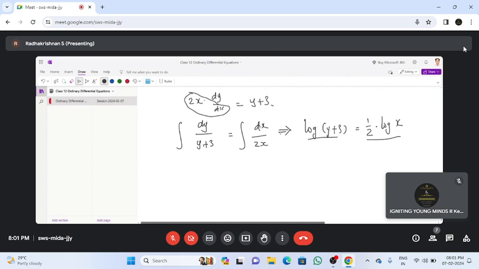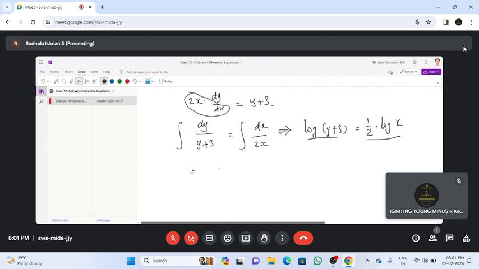So what does it represent? Circle, straight line, parabola. How do we say that? Parabola, sir. Sorry? Parabola, sir. Okay. So what is your next step? Just tell me the next step. Y plus 3 is equal to x power half, sir.